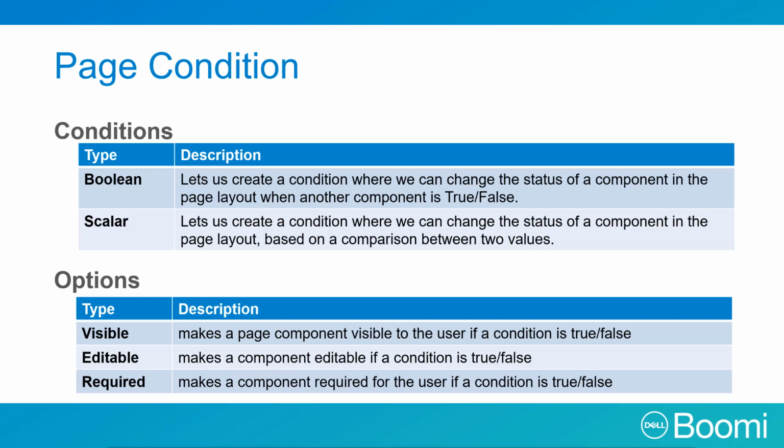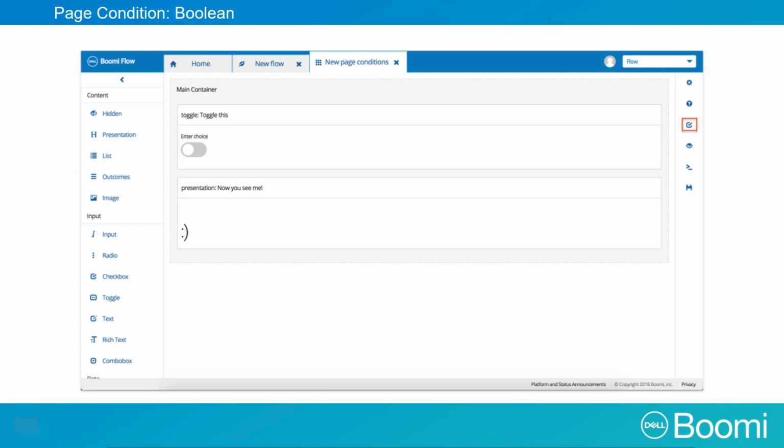The two types of page conditions are Boolean and Scalar. In the upcoming activity, we will be using a Boolean page condition. Options are that of visible, editable, and required. Also in the upcoming activity, we will demonstrate how the visible option works. The image here is that of a page condition that utilizes a Boolean condition and the visible option.